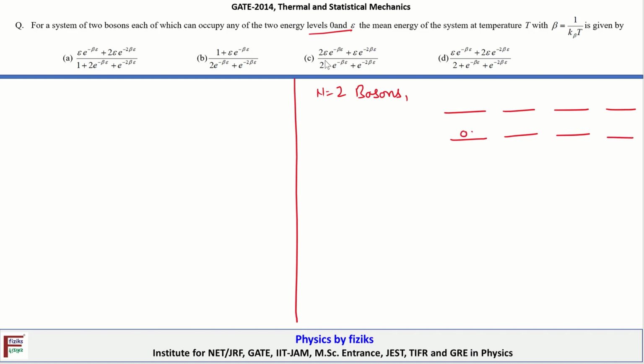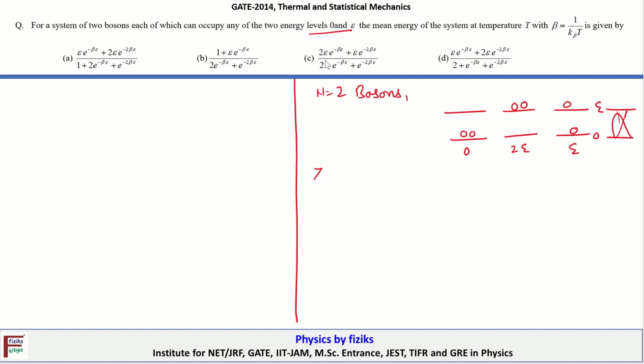Because for bosons there is no condition on the occupancy, they can stay together or they can also stay separately. So not 3, not 4, but we will have only 2 microstates. Okay, 3 microstates, sorry. So here the energy will be 0, and here it is 2E, and here it is E.